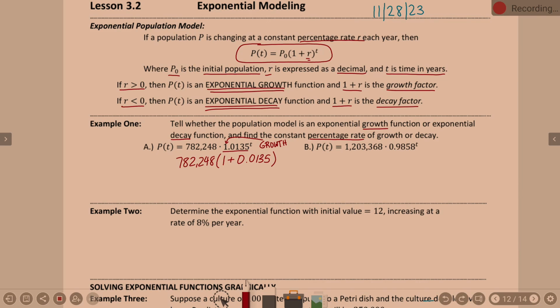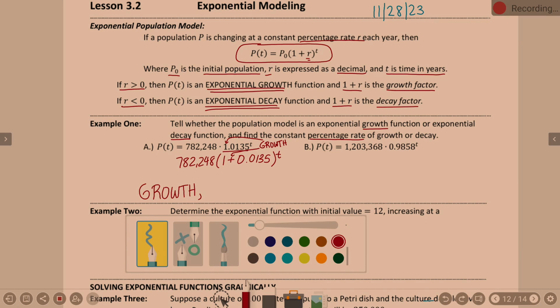0.0135 raised to the T. Right there is your other way you know it's growth, because it's 1 plus the value. That's the other way we know it's growth. So, a couple of different reasons, but it is definitely growth.